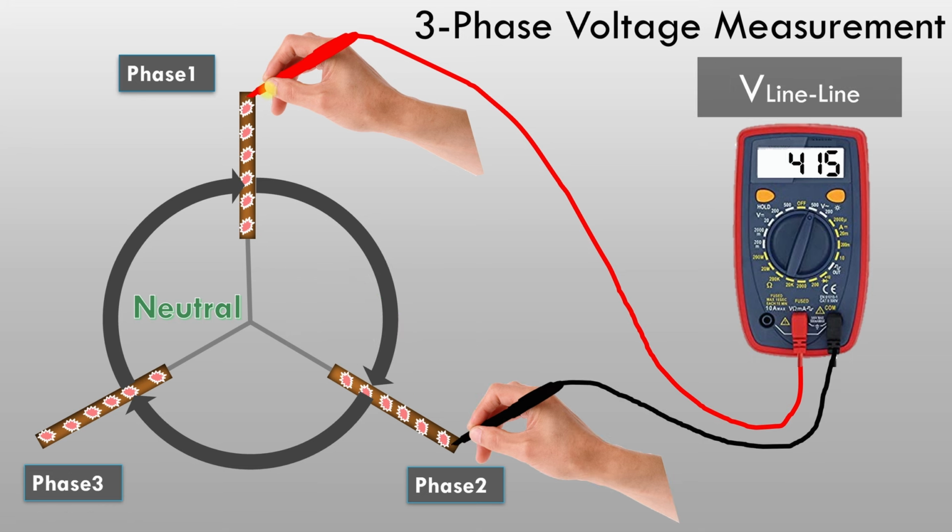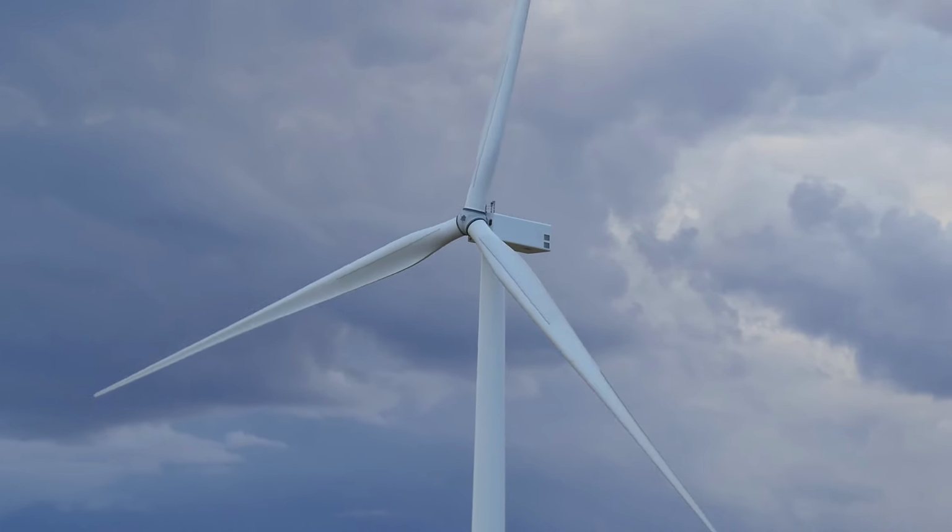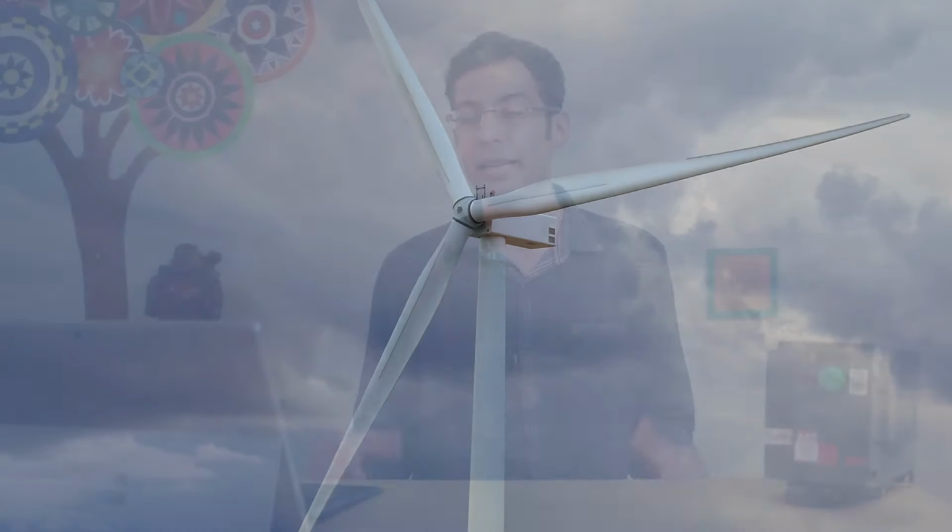And if we see the voltage between two lines, two phases, we get 415 volts. This is called voltage line to line. But why is voltage line to line 415 volts? And why is voltage phase 240 volts? We will see in the last section of this video. So stay tuned.